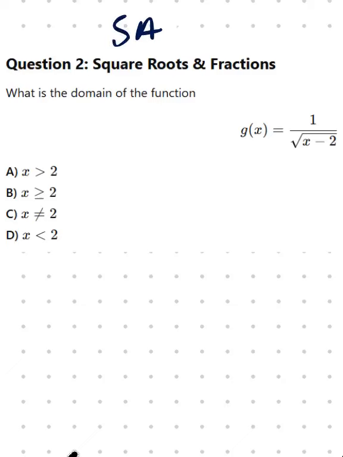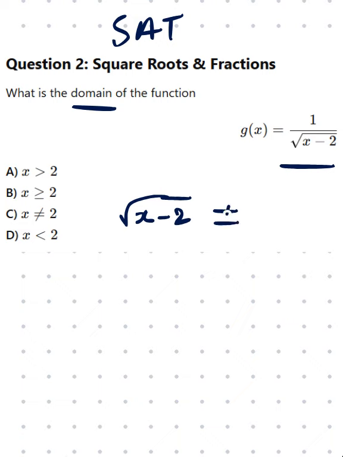Make no mistake, guys, it's an SAT math paper. So we need to find the domain of the function which is defined as 1 by square root of x minus 2. We know that the x minus 2 inside the square root should not be equal to 0. If it is, then this will run into an undefined form.